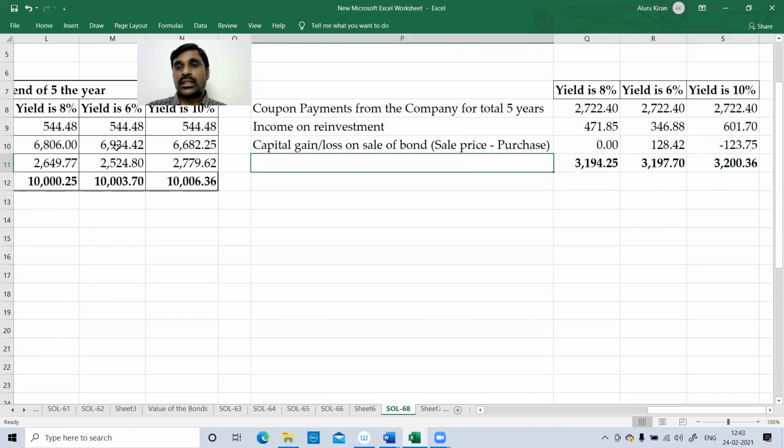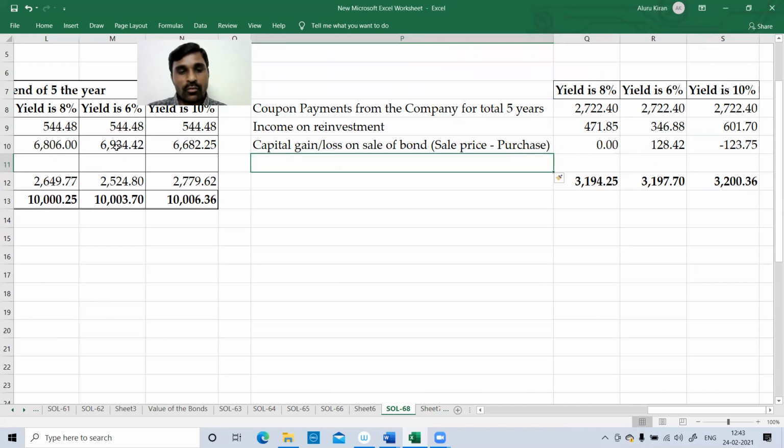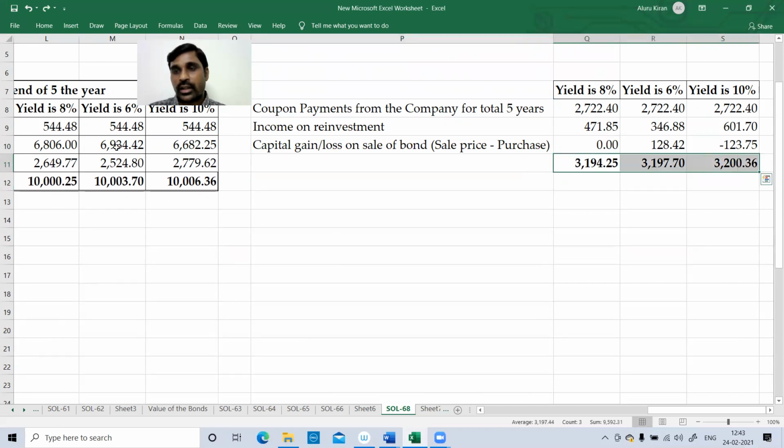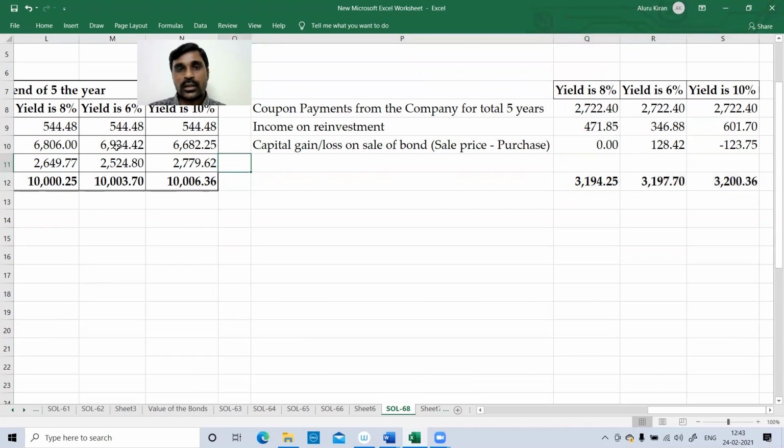This is another way of presentation. So, recovery of amount invested. Recovery of principal amount invested. The principal amount invested is 6,806 only.